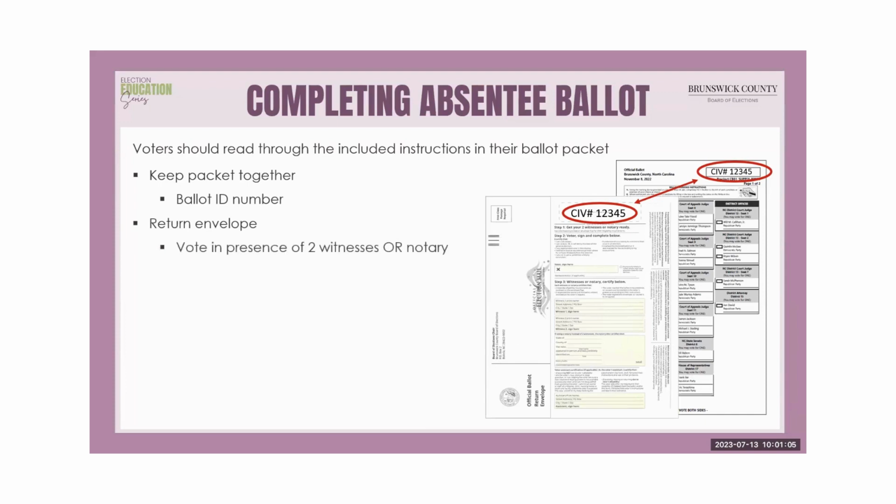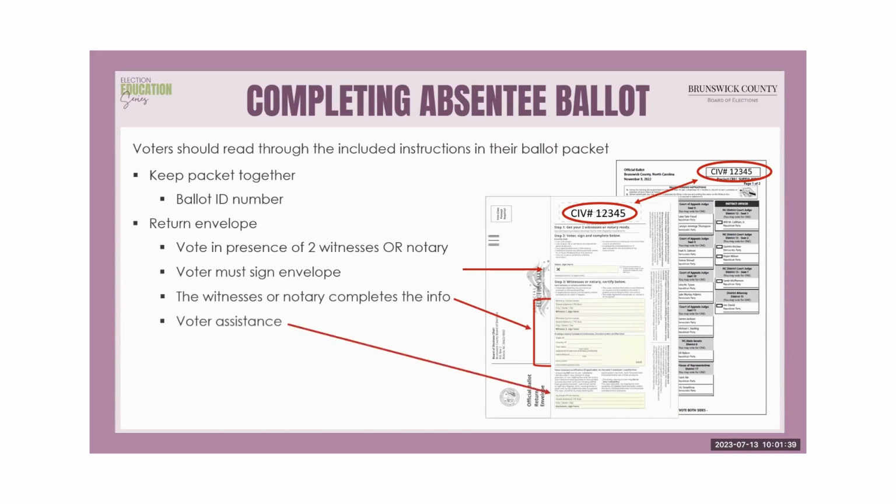The voter will vote in the presence of either two witnesses that are at least 18 or a notary. The witnesses are not seeing how the voter votes, but could confirm that the voter marked the ballot if necessary. Once the voter has voted their ballot, they should seal it in their return envelope. The voter should then sign the envelope in the appropriate spot. The witnesses or notary then complete their section on the envelope, and if the voter required assistance to complete their ballot, the bottom section will need to be completed.